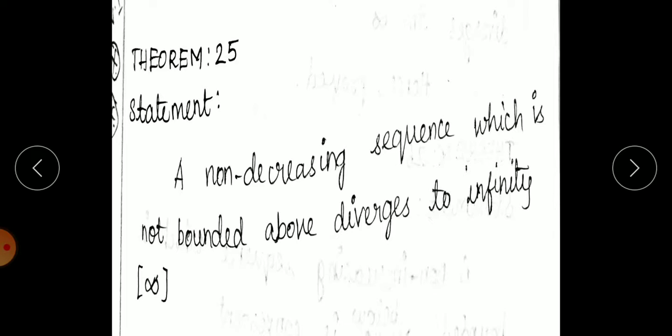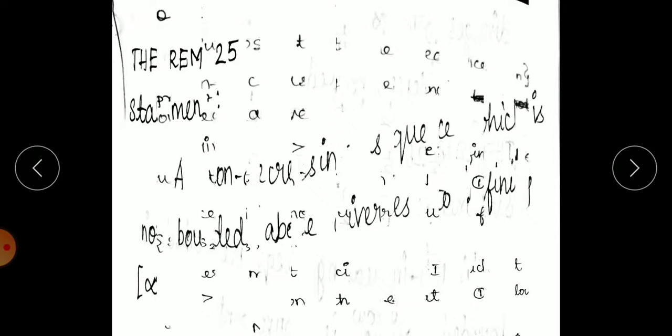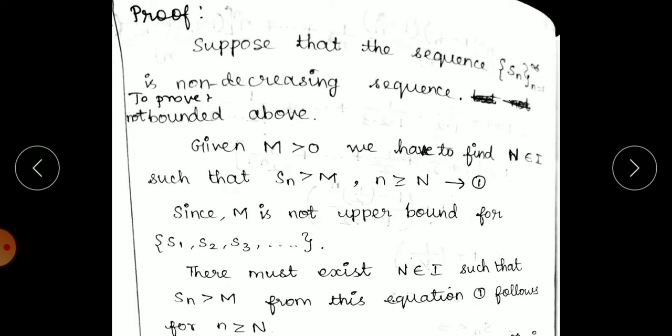So we should know the definition of the non-decreasing sequence, the definition of bounded above, as well as the definition of diverges to infinity. We have seen all those things in the previous classes. So let us see the proof now. Suppose that the sequence Sn is a non-decreasing sequence. We are taking the sequence Sn as non-decreasing and also not bounded above. So we are going to show it is divergent to infinity.